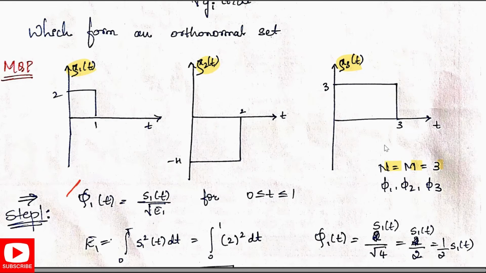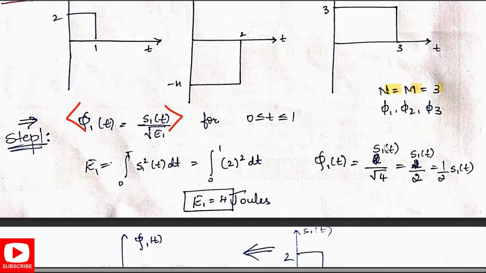This is the formula you need to know for all the problems related to this. In this, first we'll write it as E1. We need to find E1 here; we don't know it. So that is the integration of 0 to T of s1 square of t dt. To find this, the limit is from 0 to T. So here the x-axis is from 0 to 1, so our limits are from 0 to 1. S1 square of t means the amplitude, which is 2 here. So it is 2 square, so our energy is 4 joules.